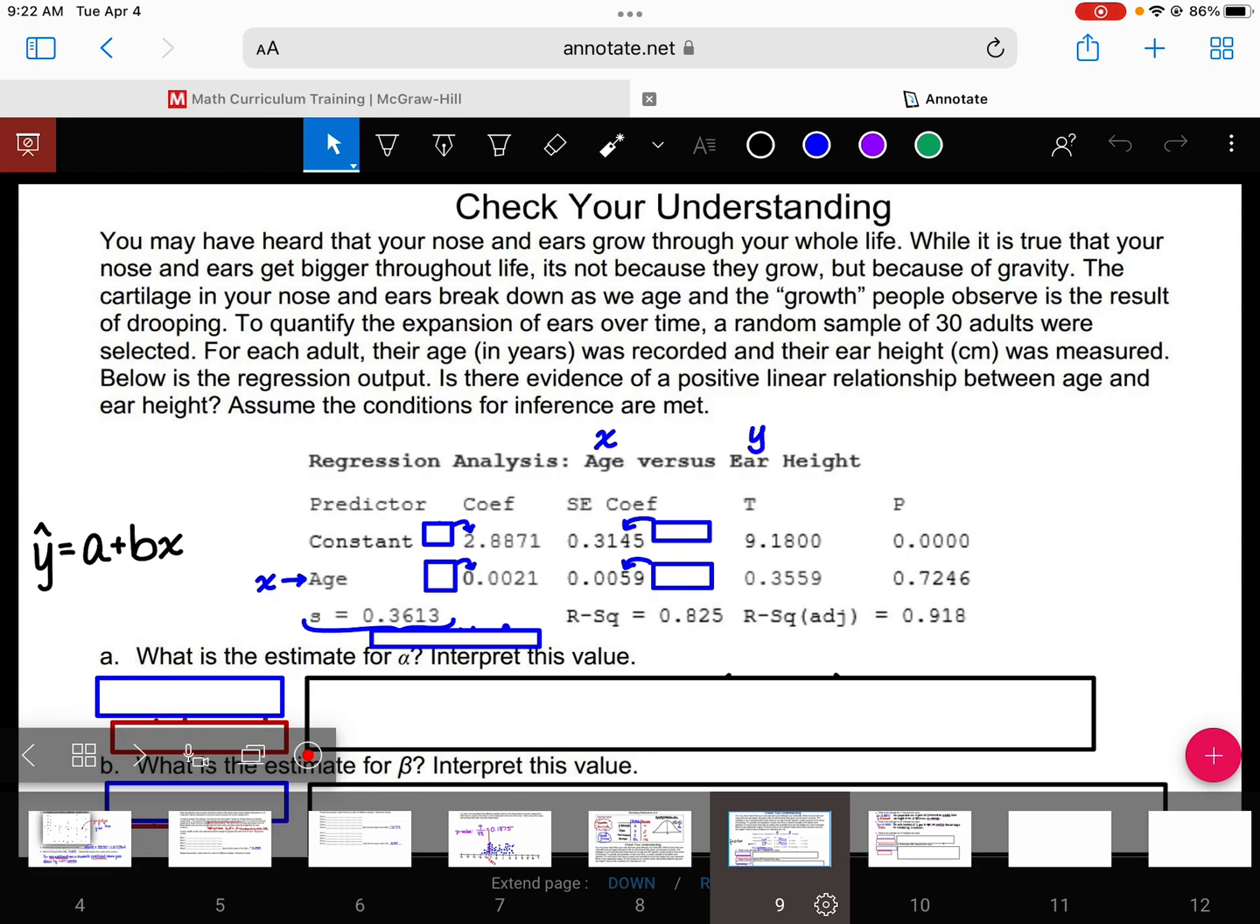So they've given us some different information in this Minitab output. When they refer to it as a constant, what are they telling us? Stays the same. Which part of this equation would stay the same no matter what? The a value, right? It doesn't have a variable next to it. So what are they telling us here?